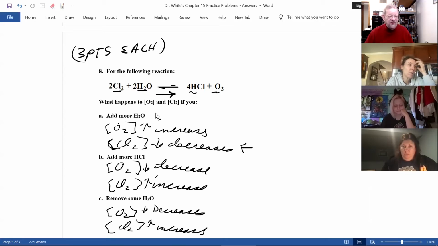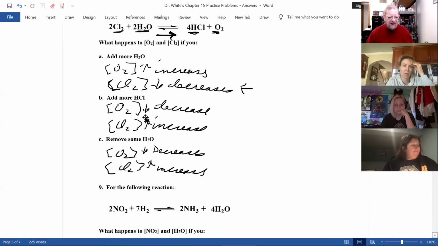Now, if chlorine and water are reacting to get rid of the excess water, they go this way to make more HCl and oxygen. And therefore, if you're making more of something, you'll have more and the amount increases. And that's how you do it.